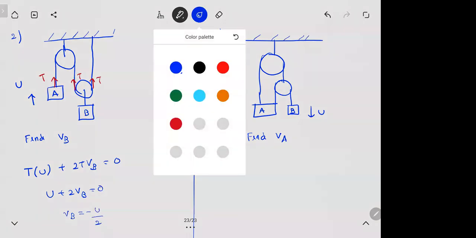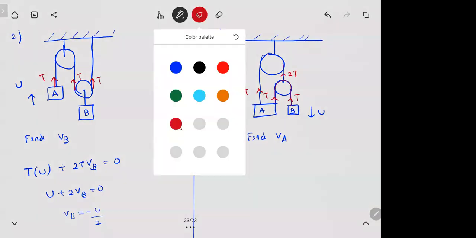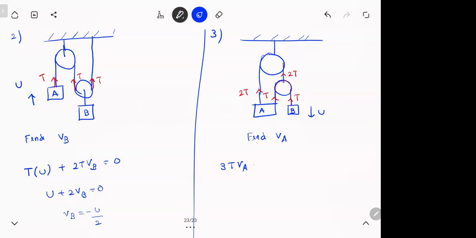This one. Now see, there are multiple strings here. You start from any one string. I'll start from here. Let this be T. Now see, this entire string is same. If this is T and T, this is 2T because 2 strings are pulling. If this is 2T, this is also 2T now. So on A, what is the total tension? On A, the total tension will be 3T into VA. On B, it is tension into minus U. So you get 3VA minus U is 0. So VA is U by 3. Plus indicates it is going up.